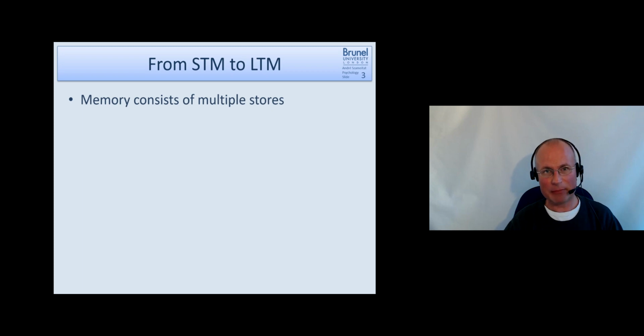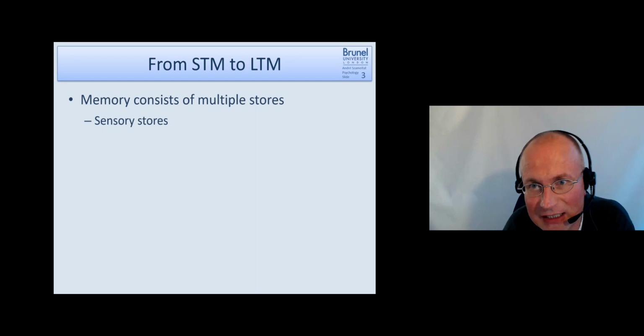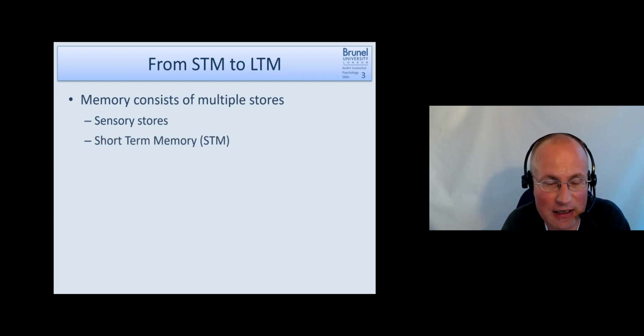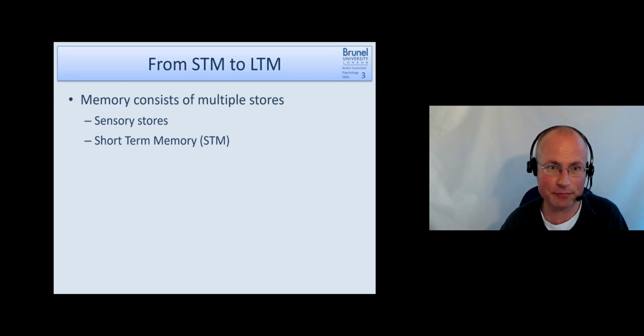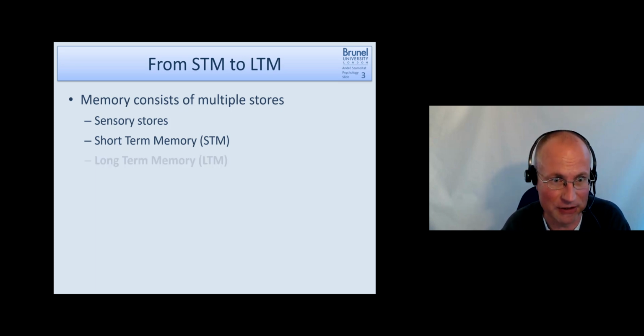Just a quick recap. We have seen already that memory consists of multiple stores. So we have seen these brief sensory stores, which are just for a couple of 100 milliseconds, like buffer stores, which are specific for each modality, like audition, vision, and so forth. Then last week we covered in detail short-term memory, or short STM, which can hold a limited amount of information in an active state so that we can work with that information for a short period of time, usually just a couple of seconds or half a minute or so.